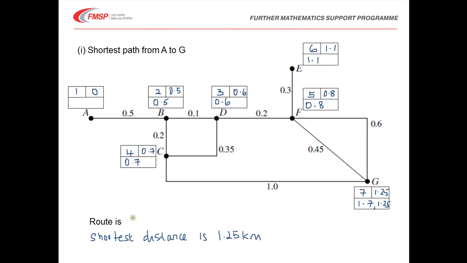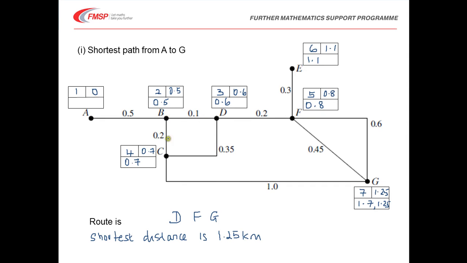And we then have to work out the route. So it's often a good idea just to work backwards. So how did we get to G? Well, we came from F, because 0.8 plus 0.45 gave us the 1.25. So if we were at G, we came from F. How did we get to F? Well, to get to F, we must have come from D. 0.6 plus 0.2 gave us our 0.8. How did we get to D? Well, the way we got to D was to come from B.